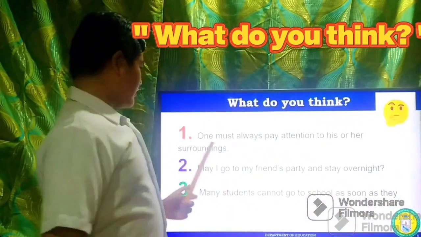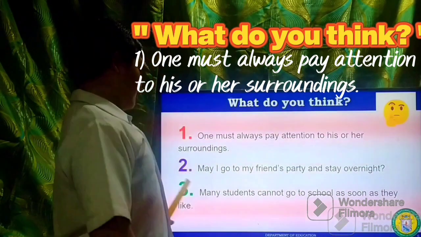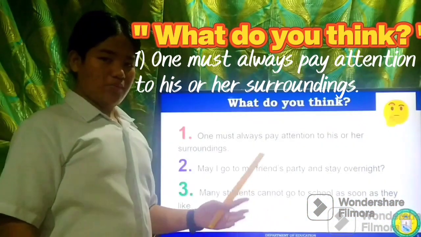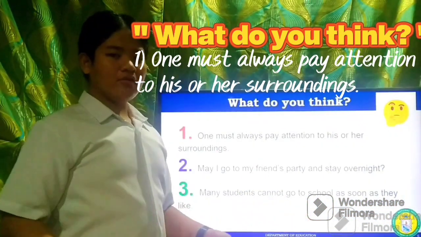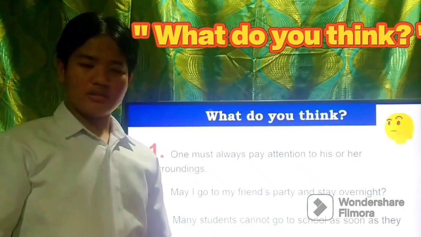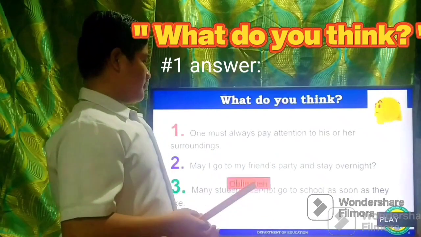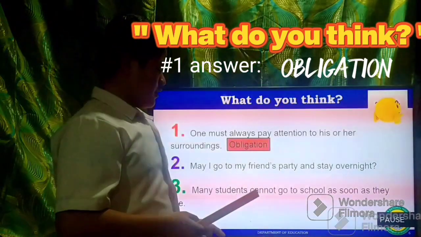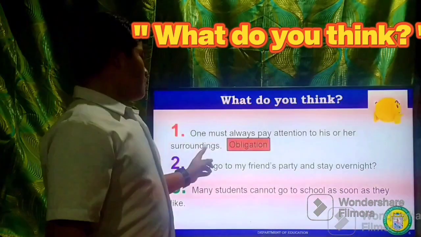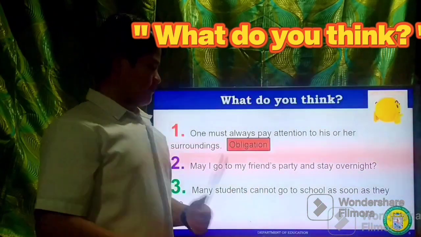Let's take a look at sentence number 1. One must always pay attention to his or her surroundings. What do you think is the answer? Is it asking permission? Does it prohibit you to do something? Or stating your duties and responsibilities that you're obliged to do? If your answer is obligation, you are correct. Obligation that one must always pay attention to his or her surroundings.